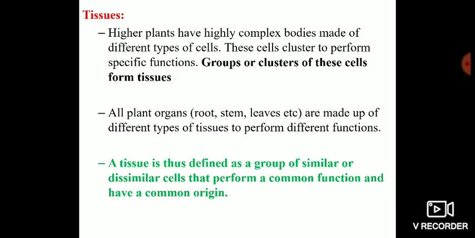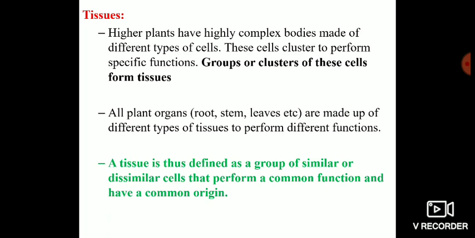Now let's move on to the concept of tissues. We will start with tissues. The higher plants have highly complex bodies made up of different types of cells. You do not have only a single type of cell, you have different types of cells in plants. And these cells get clustered, get organized into groups in order to perform specific functions. And these groups or clusters of cells which perform specific functions are known as tissues.